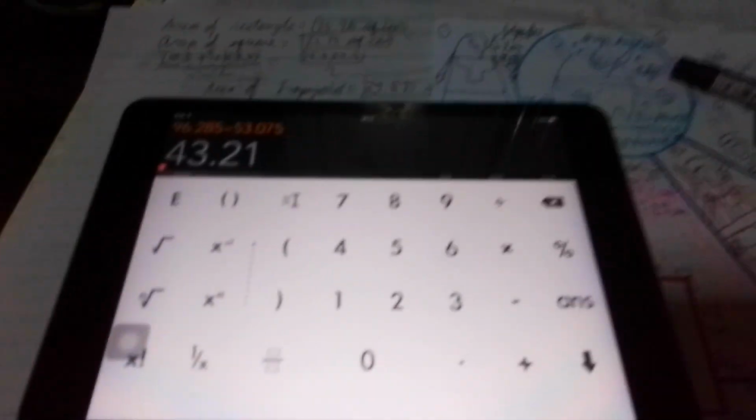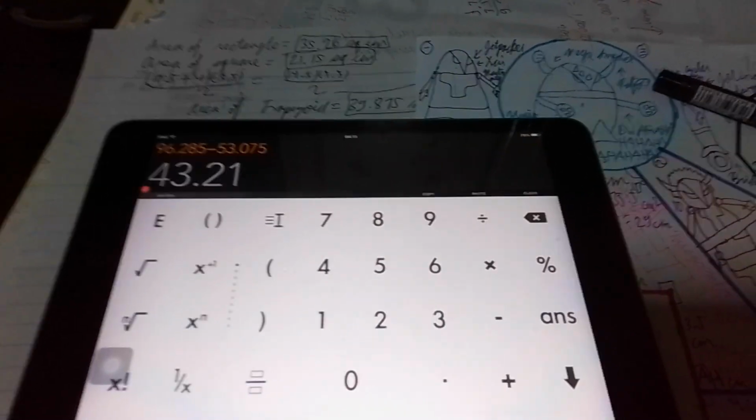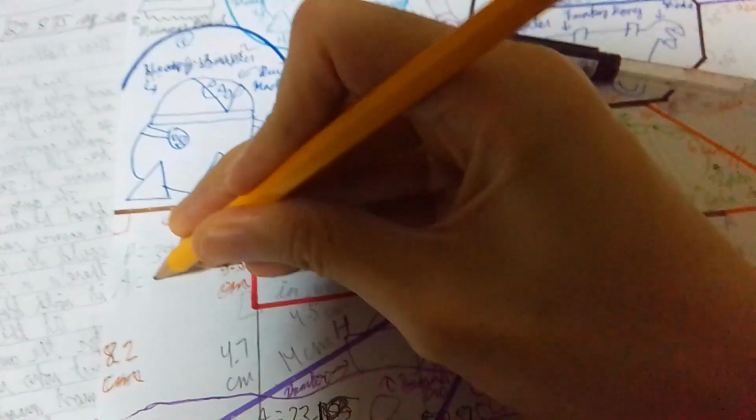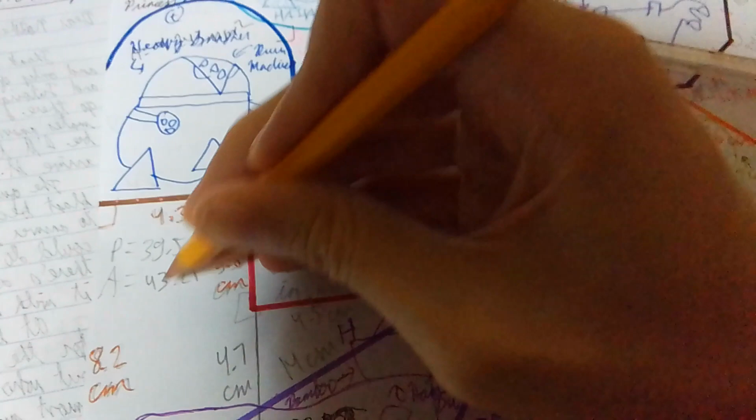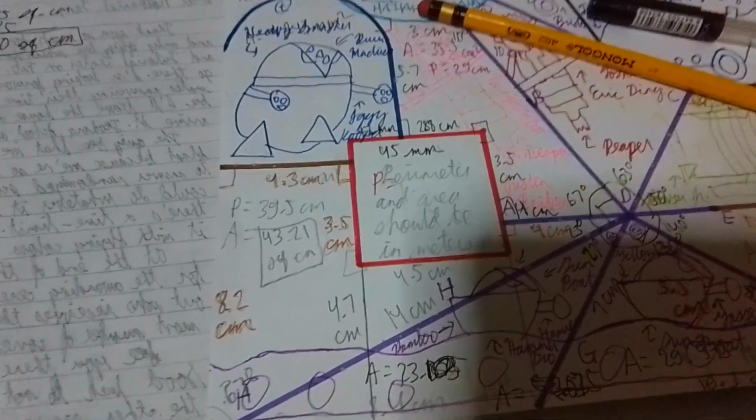Thank the Lord. But before that, don't forget to include your units. Okay? So, ano yung total? Ano yung area nito? The area is this. 43.21 square cm. Yun lang. Tapos. Salamat sa Diyos. We're done.